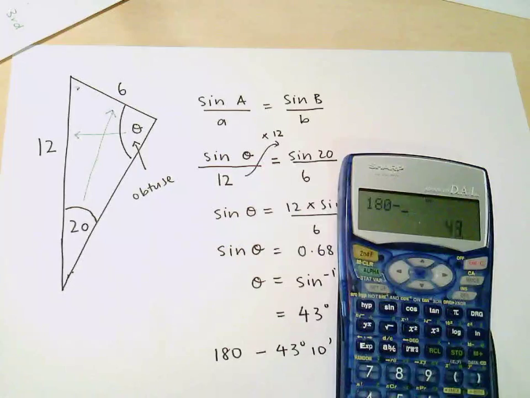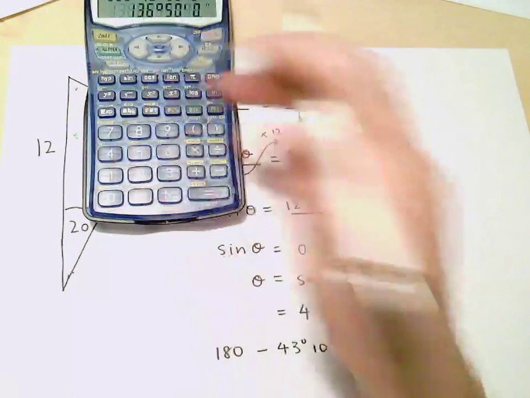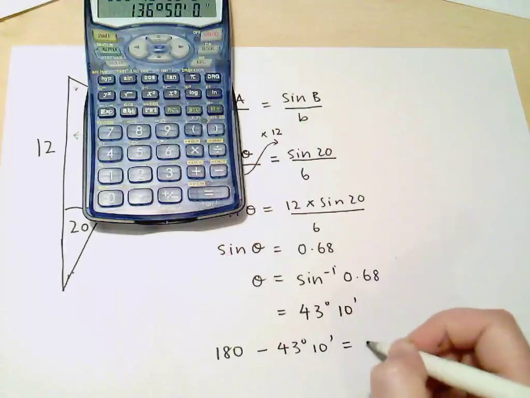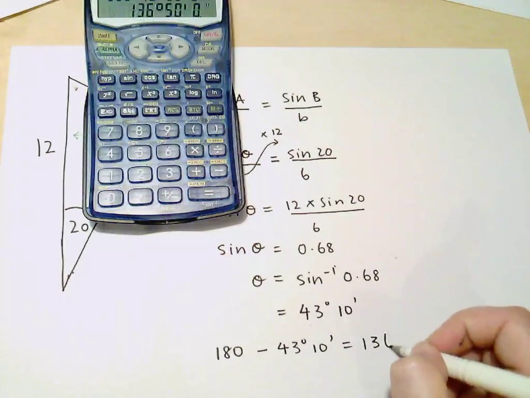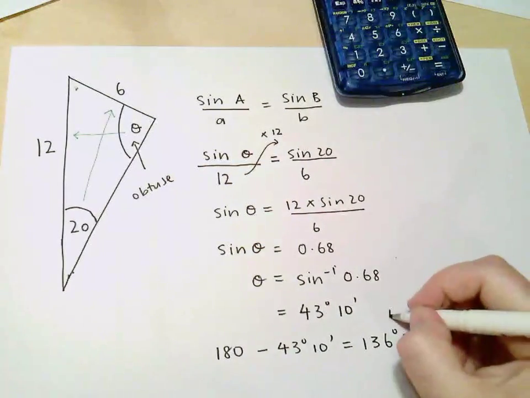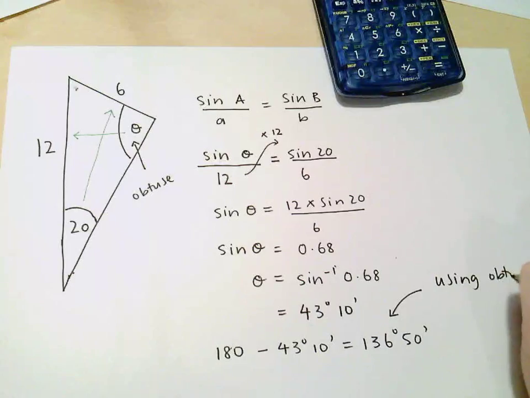180 minus 43 degrees and 10 minutes. So you can see that that gives me 136 degrees and 50 minutes. So this is where that work comes into play. So using the obtuse angle work that we'd used before in the last video.